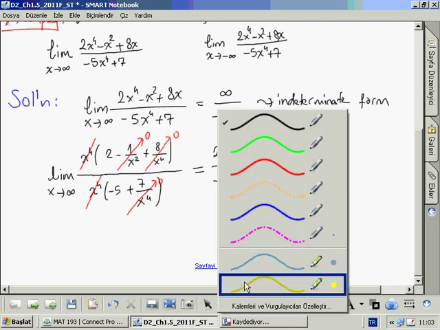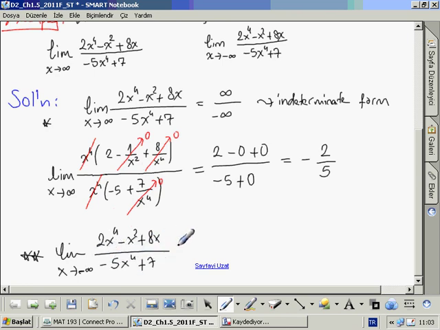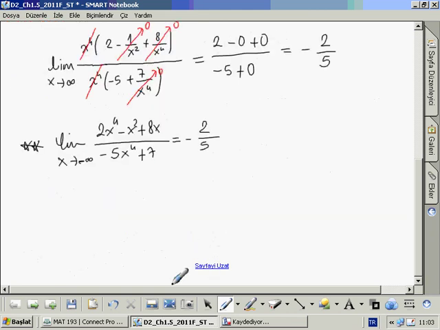The second part of the limit will be the same. This was the first part, and the second part is the limit as x goes to minus infinity of 2x to the power of 4 minus x squared plus 8x over minus 5x to the 4 plus 7, so it will again be minus 2/5.